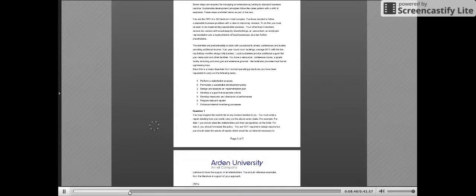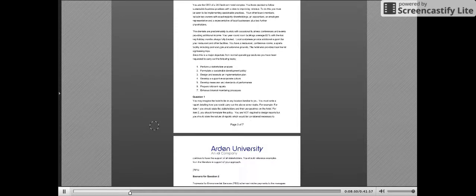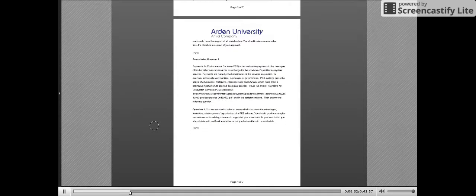Now, as we move into question 2, it is perhaps a little bit more straightforward. So this is looking at the payments for environmental services scheme. And you're going to look at a short essay, so carrying about 30% of the marks, so no more than sort of 900 to 1,000 words. That should be ample wordage in order to enable you to undertake the work that you need to undertake.